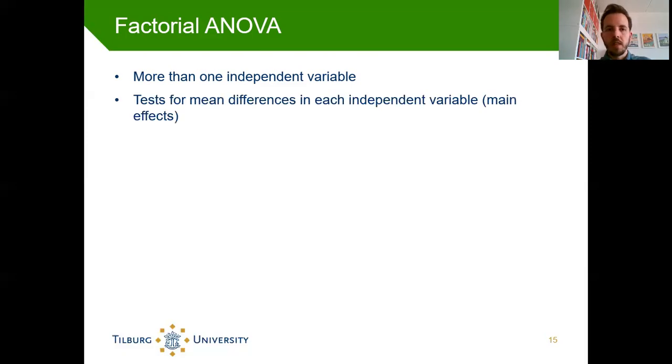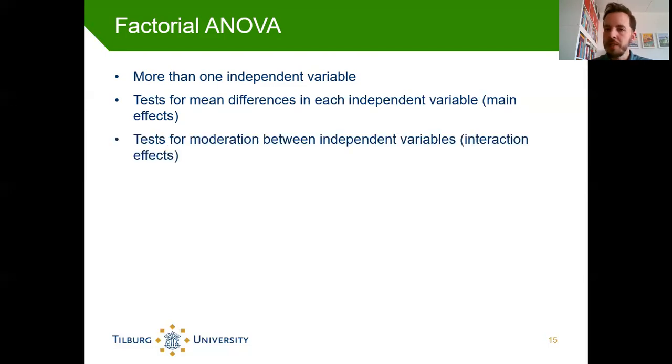What this test does, the factorial ANOVA, is test for mean differences in each independent variable. So not just in the one or in the other, but in both of them, in the case of a two-way ANOVA. So it will look for mean differences in, for instance, socioeconomic status, but also mean differences in gender influencing your dependent variable. Those are called main effects. So you could have a main effect of socioeconomic status, but on top of that, you could also have a main effect of gender, for instance, another independent variable.